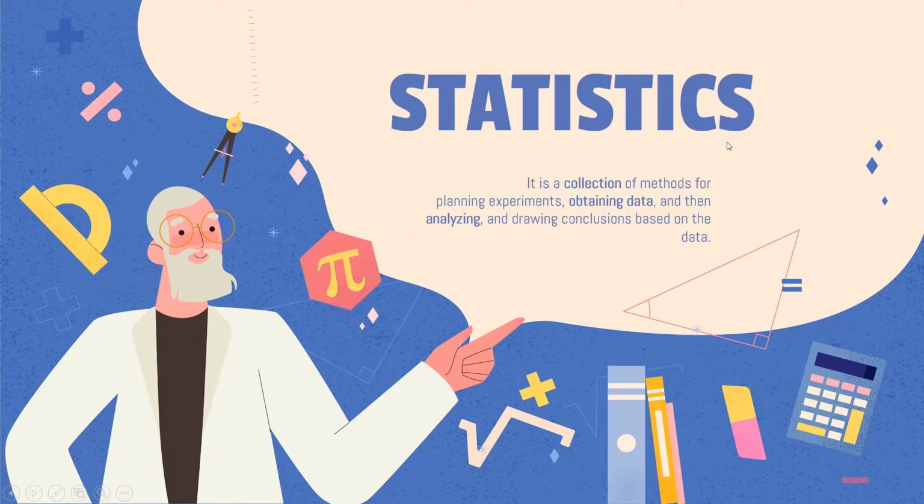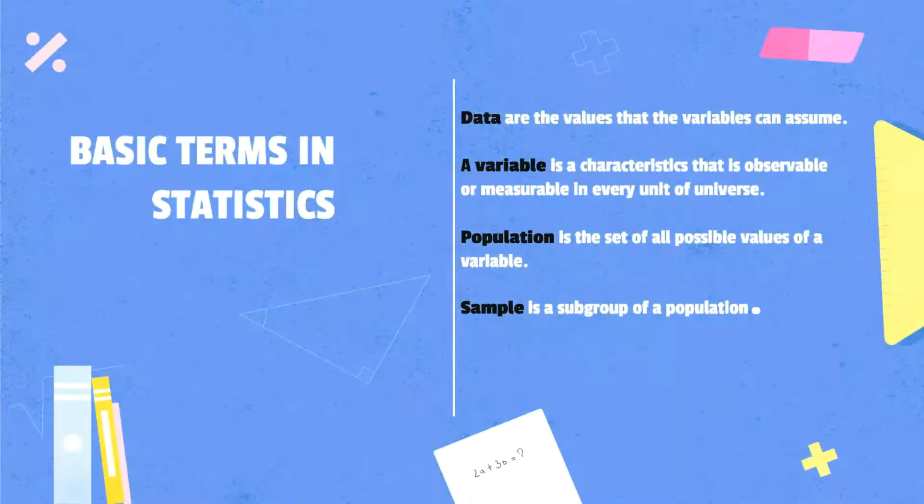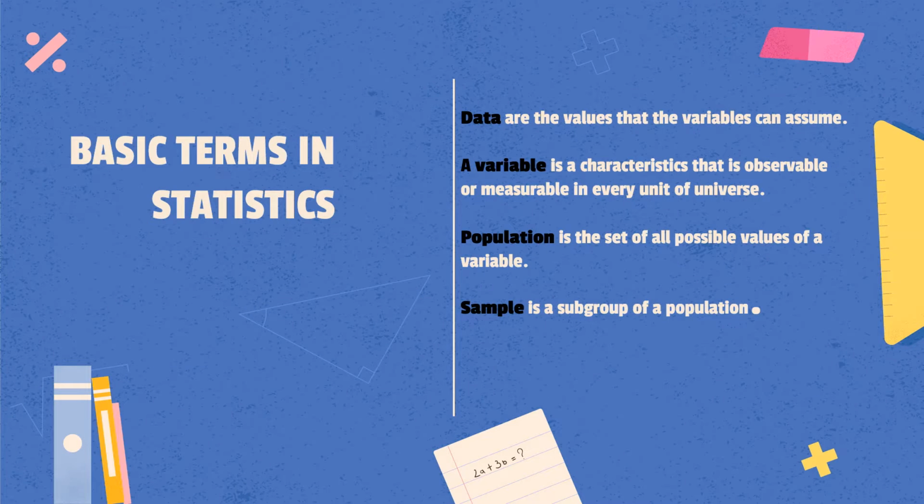Statistics is a collection of methods for planning experiments, obtaining data, and then analyzing and drawing conclusions based on the data. Basic terms in statistics. Data are the values that the variables can assume. A variable is a characteristic that is observable or measurable in every unit of the universe.